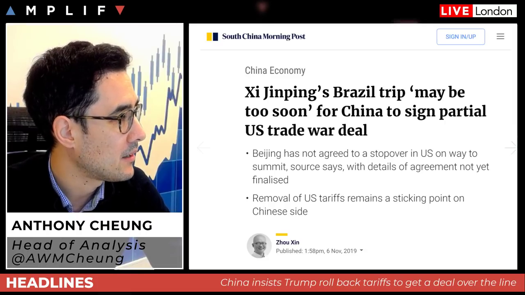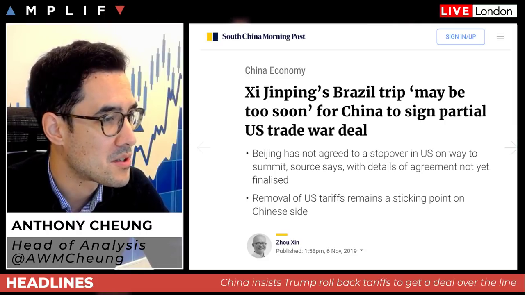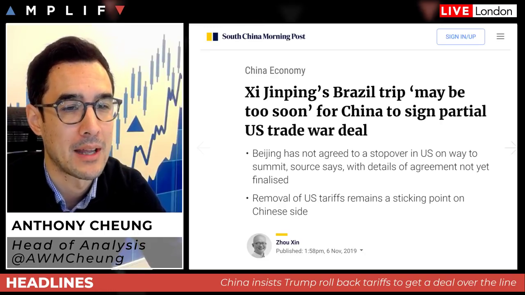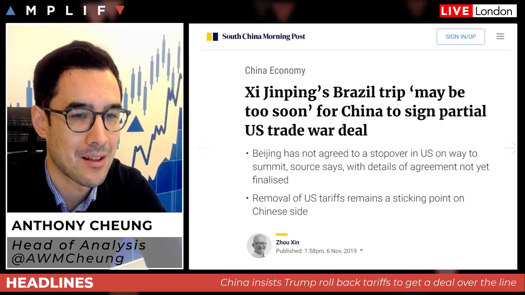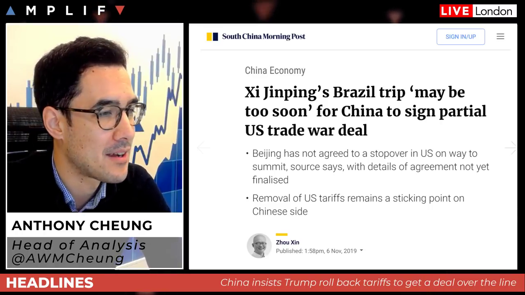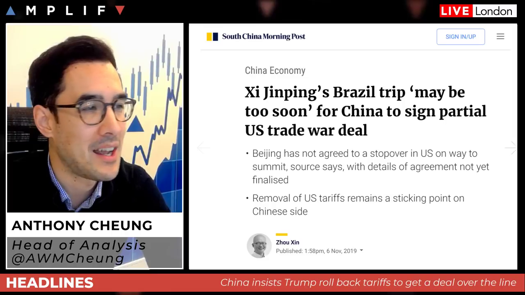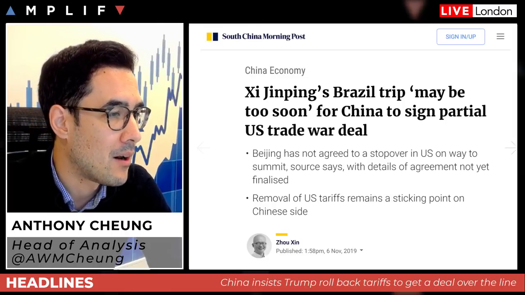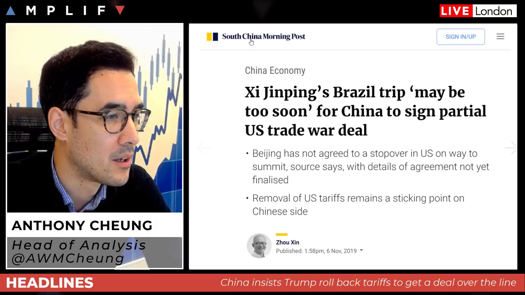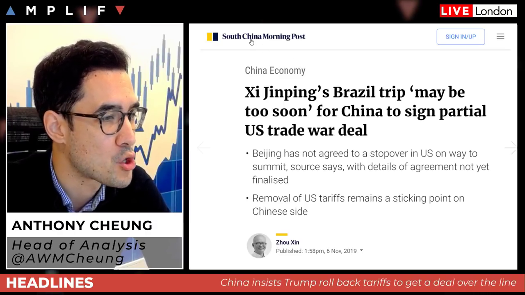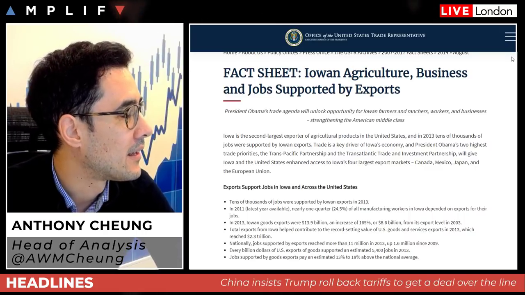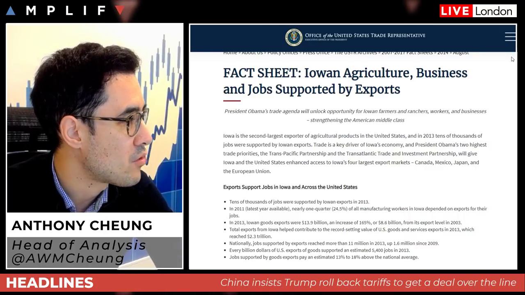Now, Beijing saying that the Brazil trip is too soon, one of the areas that has been tabled, although it's been pushed back by the Chinese, is signing the deal somewhere in the US. Interestingly, one of the areas that's been put on the table is Iowa. Now, Iowa, for me, is particularly interesting as a candidate on the short list of potential locations. So this is a look at the Office of the United States Trade Representative.